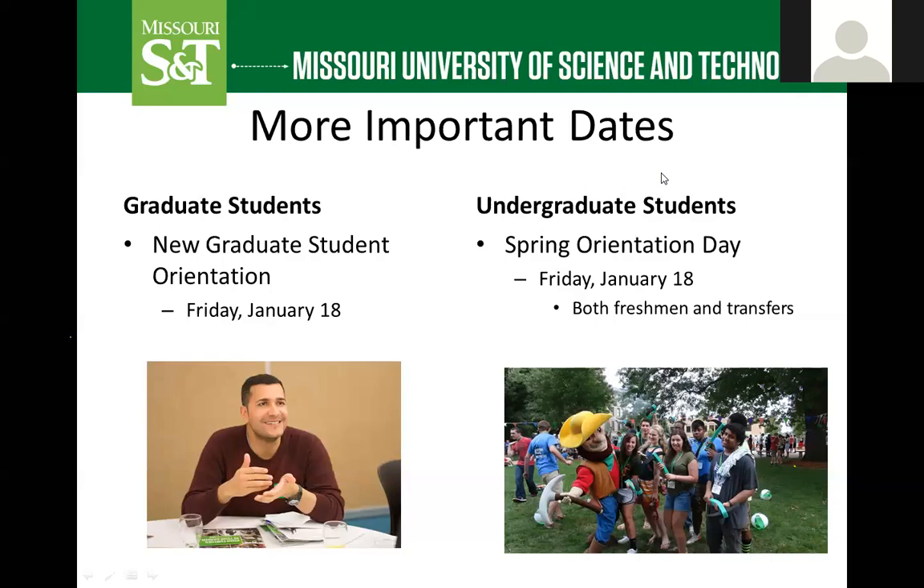If you are an undergraduate student coming for your bachelor's degree, you'll need to attend spring orientation, which is also on Friday, January 18th. This event is for freshmen, so if you're coming directly after high school, or if you're a transfer student who has attended another university and now are coming to Missouri S&T, both of those types of undergraduate students will attend spring orientation on Friday, January 18th.